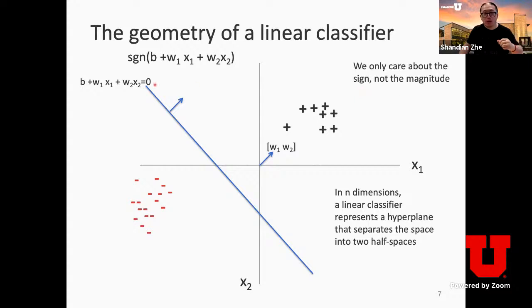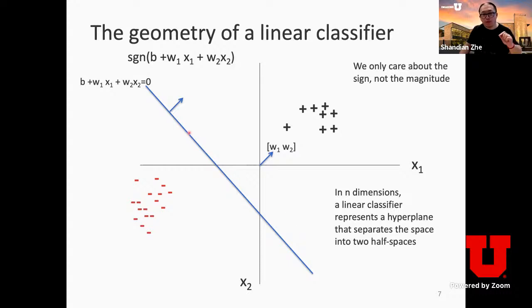Not the magnitude, meaning that we can scale the model parameters. Like here, they include W1, W2, and bias parameter B, right? By an arbitrary positive constant scalar, from 0.0001 to 1 billion or 1 trillion, it doesn't change the classifier at all, right? Because from the geometry point of view, if you just multiply B, W1, W2 by any positive constant, it doesn't change the position or the angle of this classification boundary at all, right?